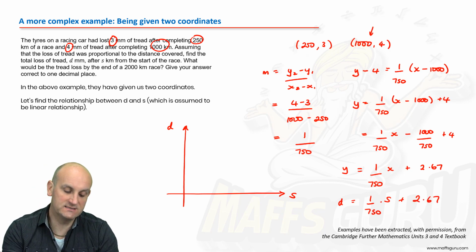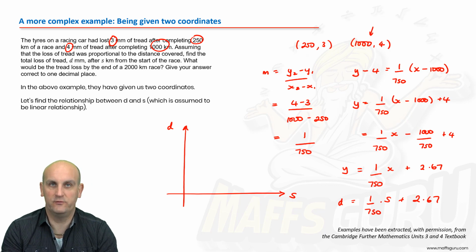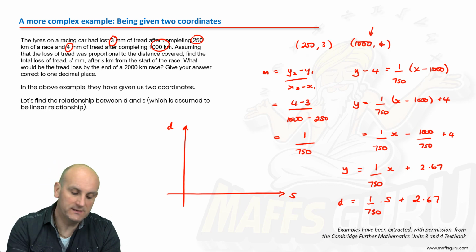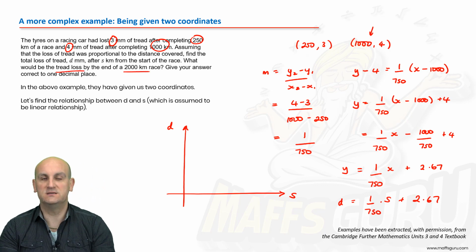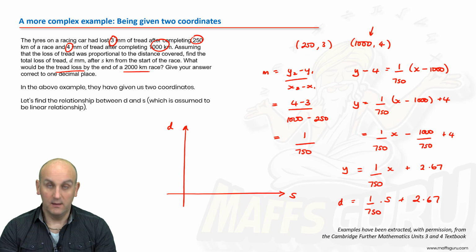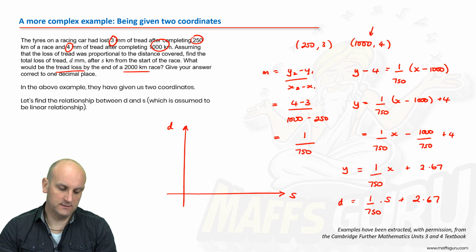No, not really, because the question didn't really ask me to find that formula. I need to find the formula because it says, what would the tread loss be by the end of 2,000 kilometers? So what they are saying is create the formula and then use the value of S of 2,000 to find the value of D. Whew, a lot of questions here.